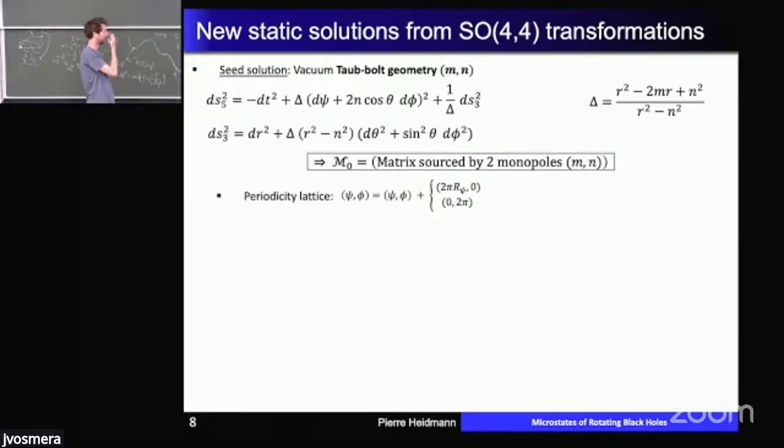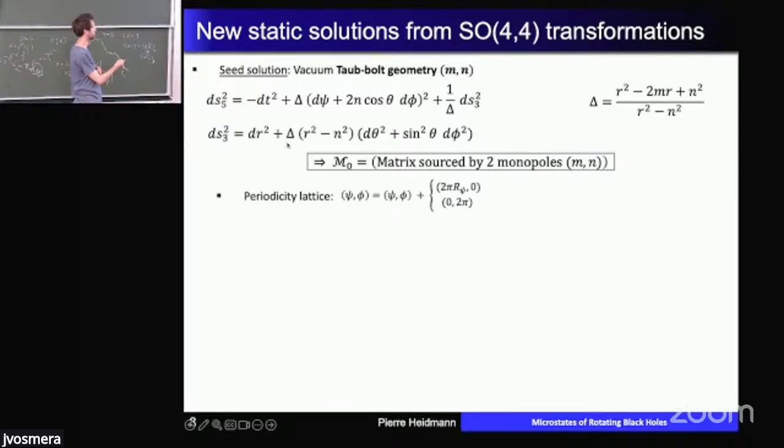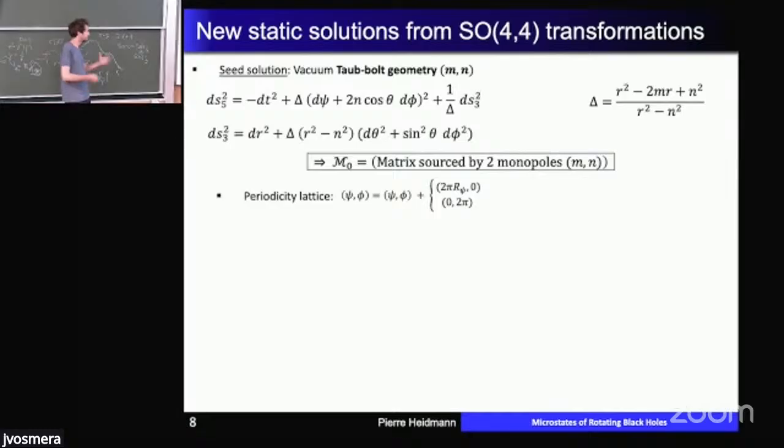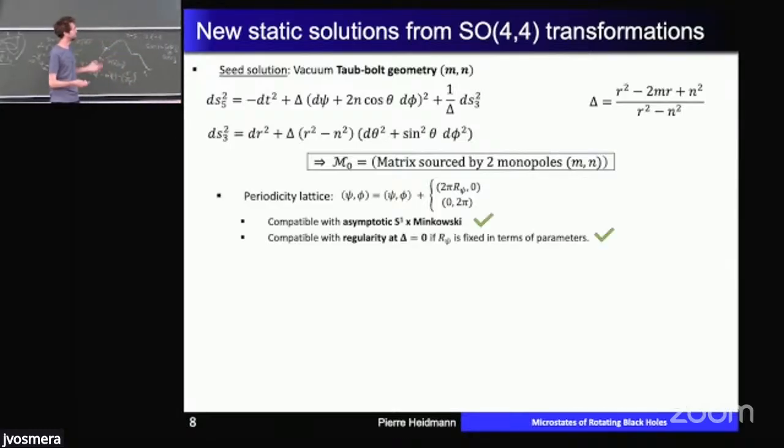Okay, so an important part of this is, if you want to use SO(4,4) transformations to generate new solutions, since the 3D base, which is given here, will be conserved, it's very important to have a seed solution which is smooth and horizonless. Otherwise, you will have problems. So we need to make sure that the solution we have here is smooth. So Taub-NUT is pretty nice.